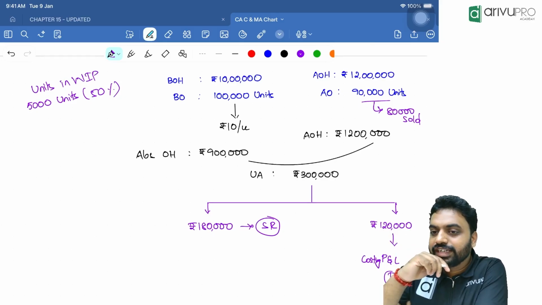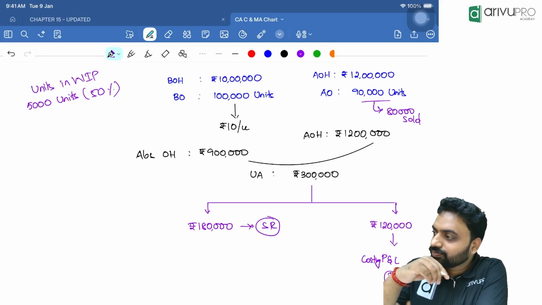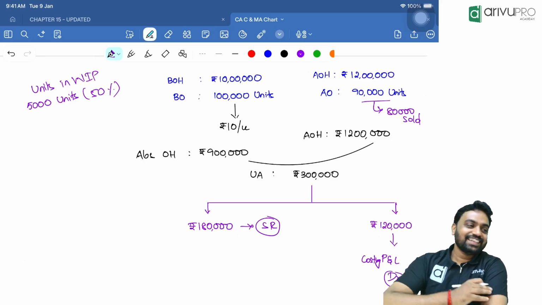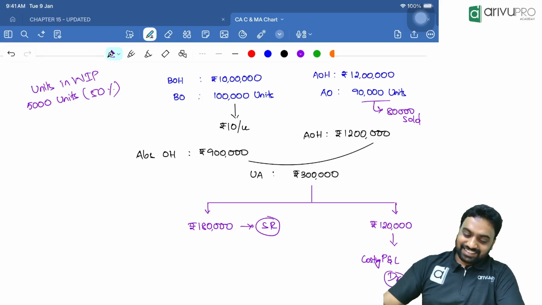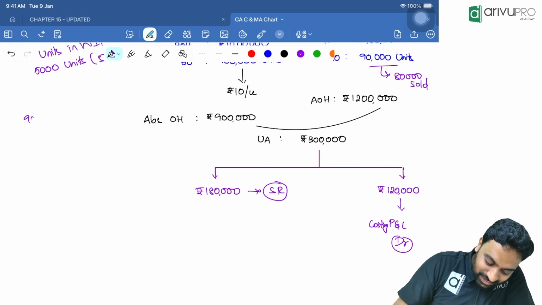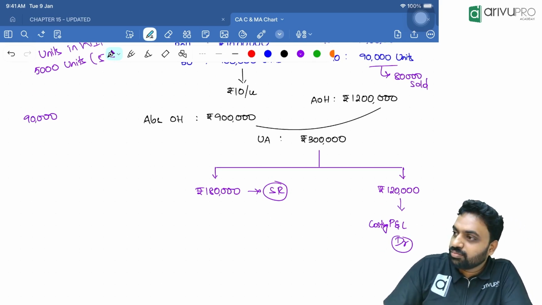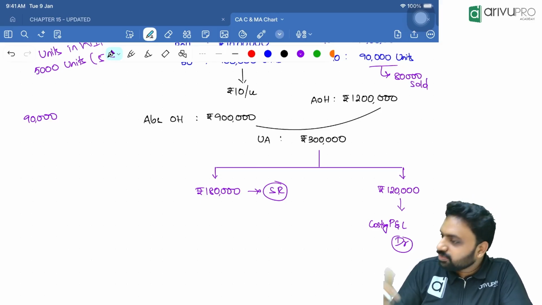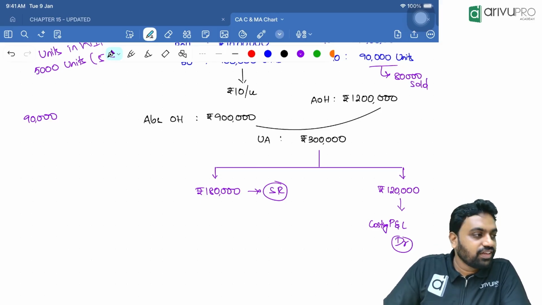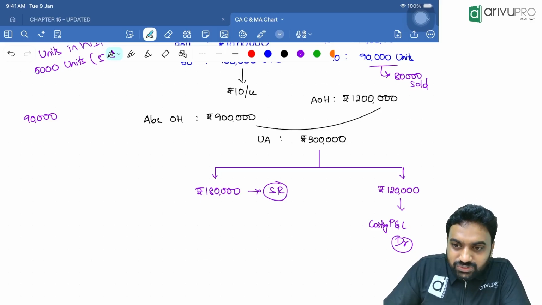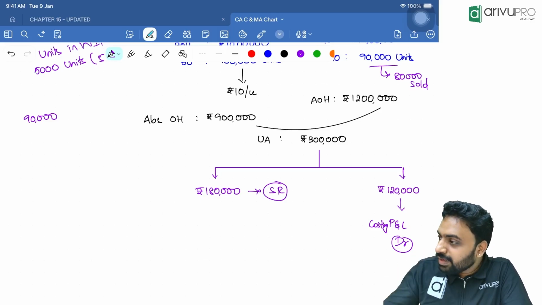90,000? Not 90,000. 85? Nope. Awesome, you should tell me the count now, 1 lakh units. Guys, listen. You produce 90,000 finished goods, yes or no? 90,000. Done. Also, 5,000 WIP is there, no?